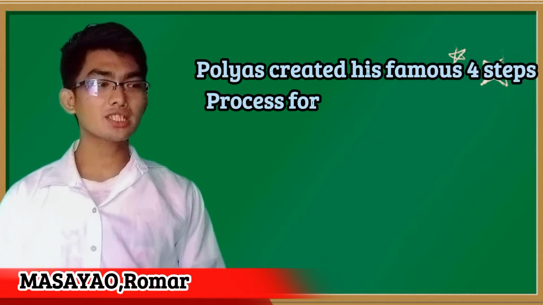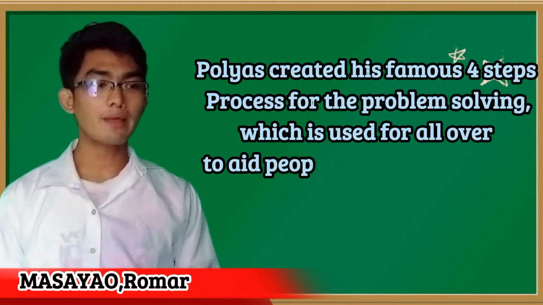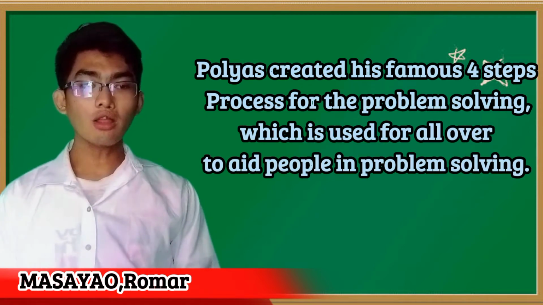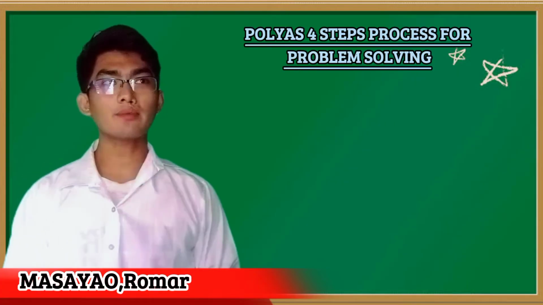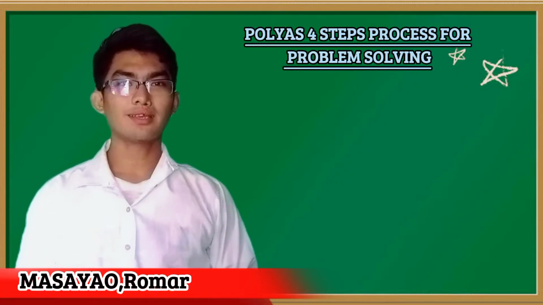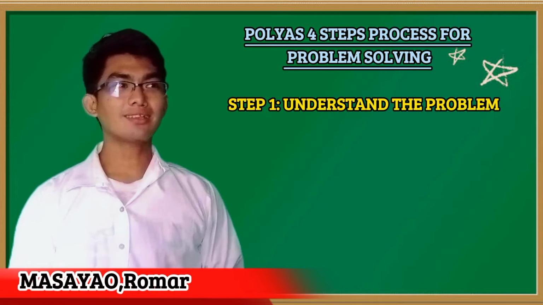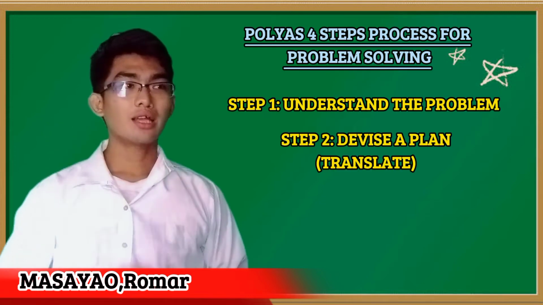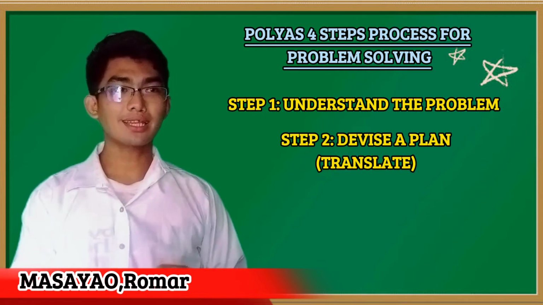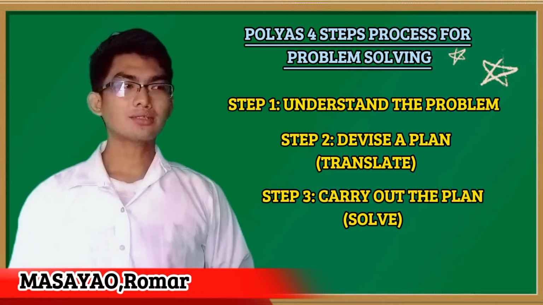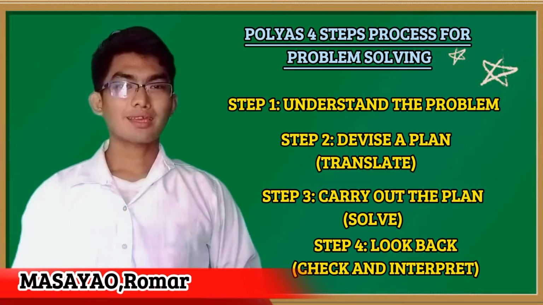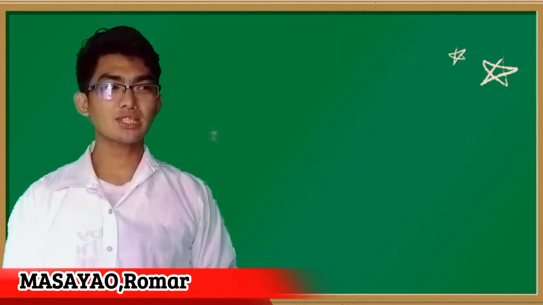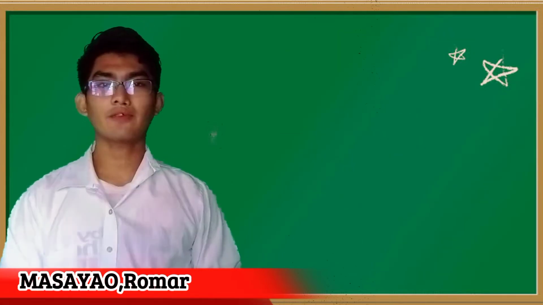Polya created his famous 4-step process for problem solving, which is used all over to aid people in problem solving. To introduce these 4 famous steps of Polya's problem solving. Step 1. Understand the problem. Step 2. Devise a plan or translate. Step 3. Carry out the plan or solve. Step 4. Look back, check, and interpret. Now, I will discuss Polya's 4-step problem solving.